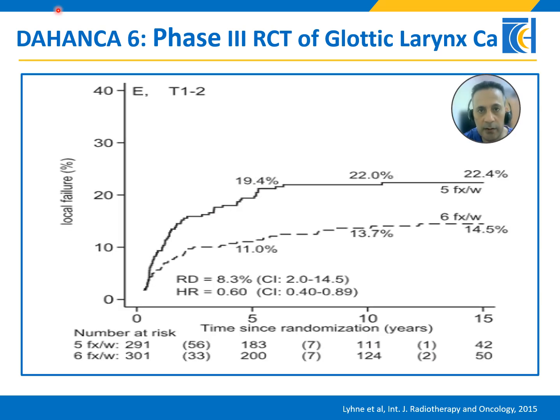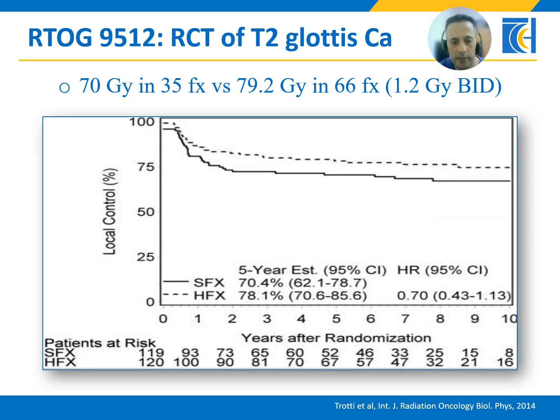And if you look at the local control for patients in this trial, you can see that patients who had 6 fractions per week had 8% lower local failure than those who had 5 fractions per week. And this benefit was not only at 5 years, but also at 10 and 15 years of follow-up.